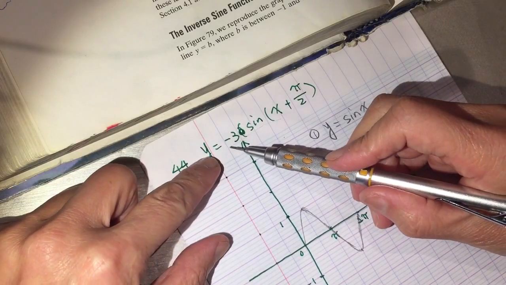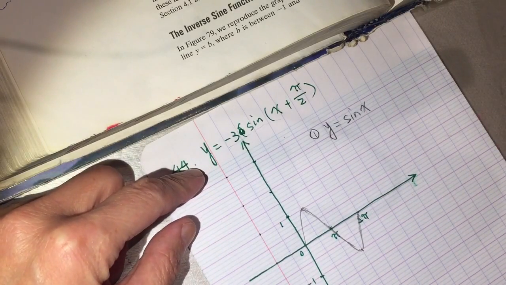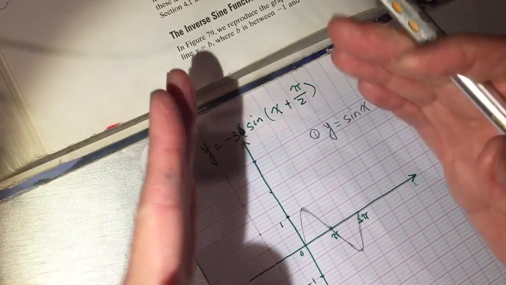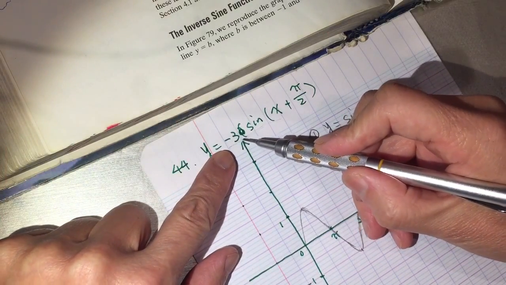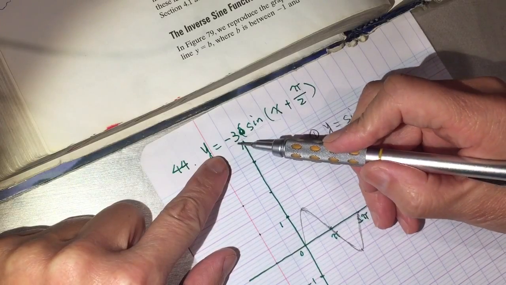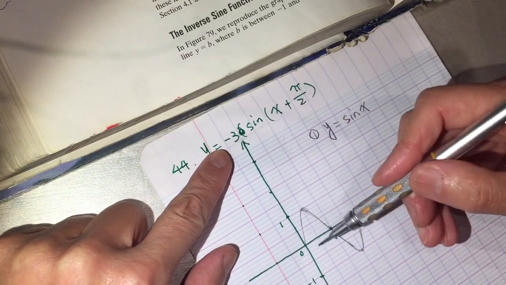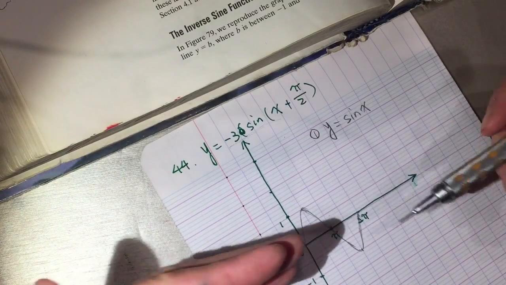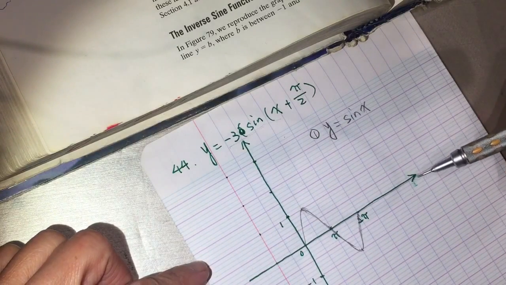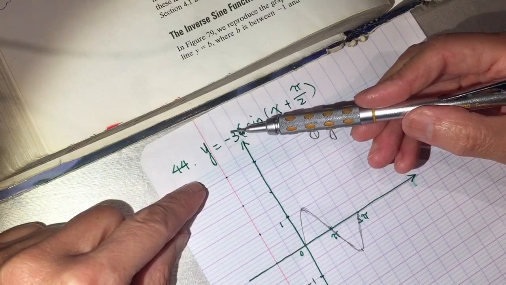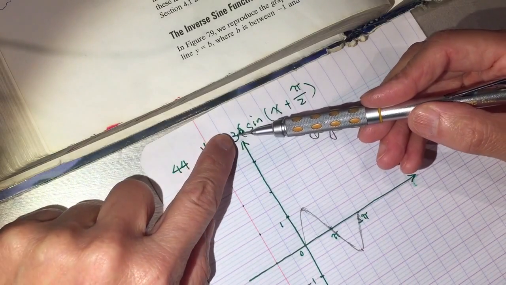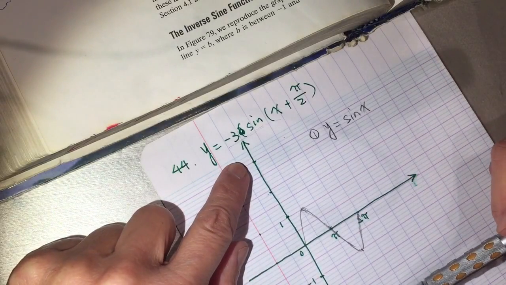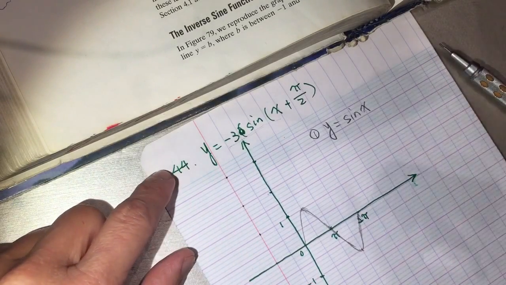I would like to do, at least for now, the stretching or compressing first. So the coefficient is negative 3. The negative sign means going down. It's the flip image of it over the x-axis. And the absolute value of the coefficient is 3. It means it jumps higher and falls deeper.